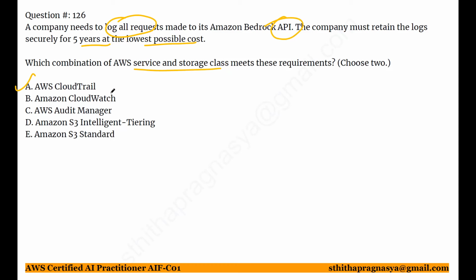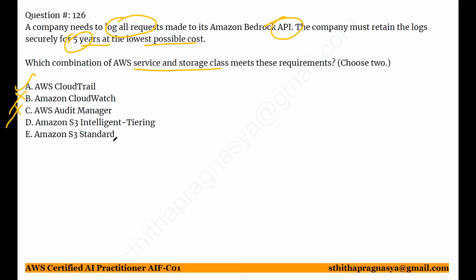CloudWatch monitors and logs metrics and application logs. It can store logs temporarily. It is not optimized or cost effective for long-term retention, making it unsuitable for the 5-year retention requirement. Audit Manager helps automate audits by managing evidence collection and assessment frameworks. It does not log API requests.